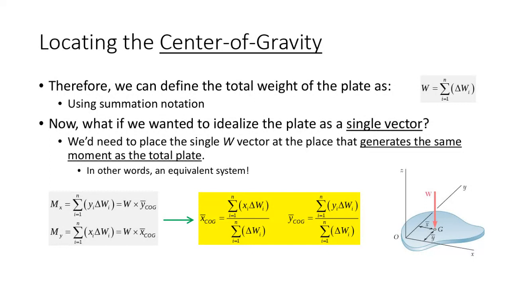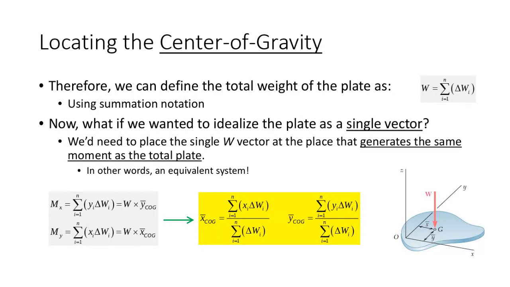Now, what if we wanted to idealize this plate as a single vector? That's really critical for what we do with forces and moments. I mean, how do we define forces? Forces are just a vector with a magnitude and direction, right? And moments are that vector multiplied by its moment arm. Typically, in vector notation, we do that as r cross f.